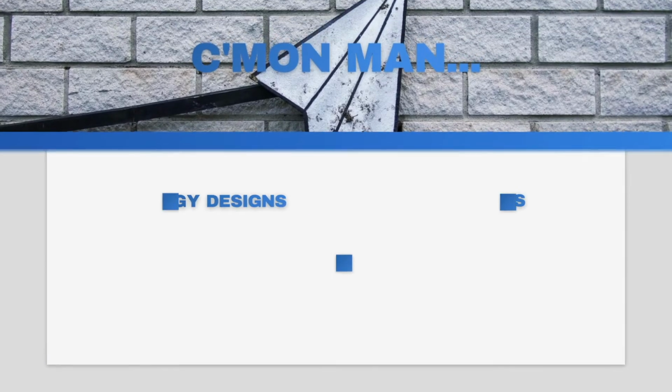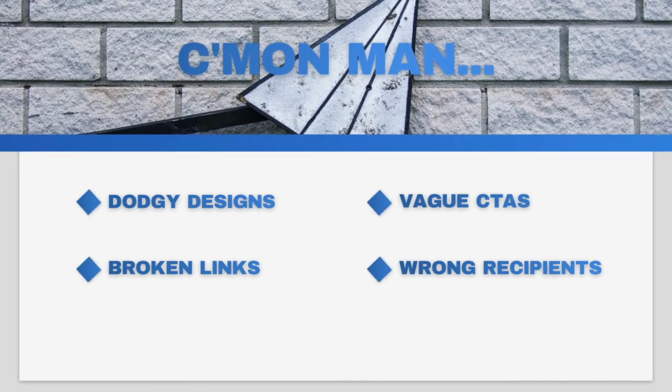An email marketing checklist can be your ticket to a successful campaign. Dodgy design, vague CTAs, broken links, and wrong recipients make your email marketing campaign a non-starter. A lot might go wrong in your email. Hence, jumping into a campaign with no clear strategy would lead to costly errors. This is why an email marketing checklist becomes important. This 8-point email marketing checklist is your ticket to campaign success.